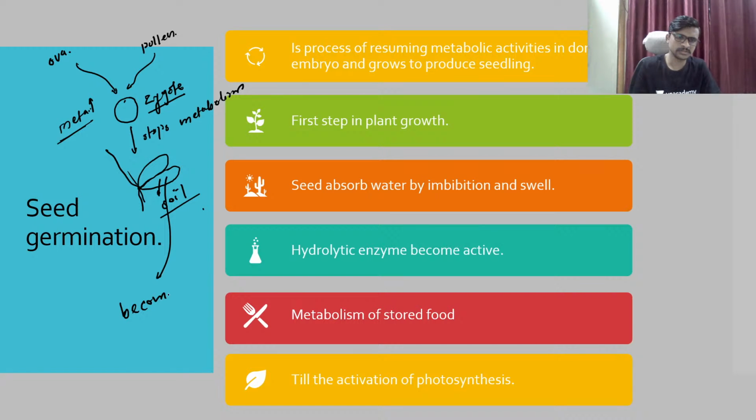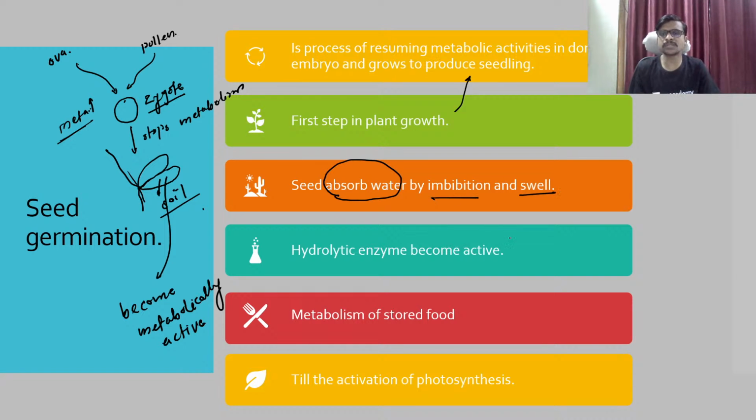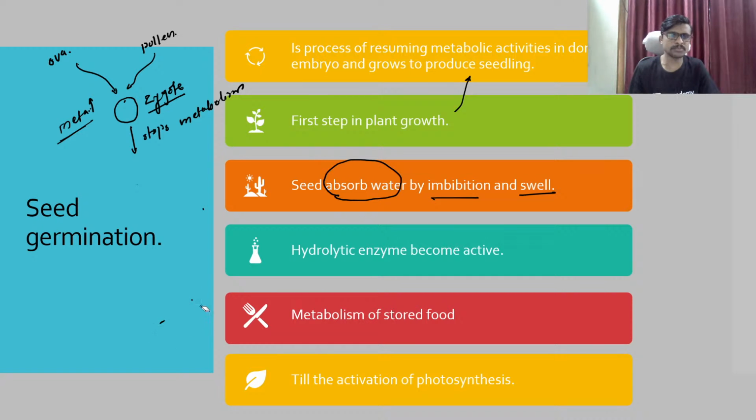First thing, it becomes metabolically active. The first step in plant growth is the activation of metabolism, but to activate the metabolism in a seed, the very initial, very important stage is absorption of water by imbibition, and then the seed becomes larger by a swelling process. Okay, so guys, what is meant by imbibition?